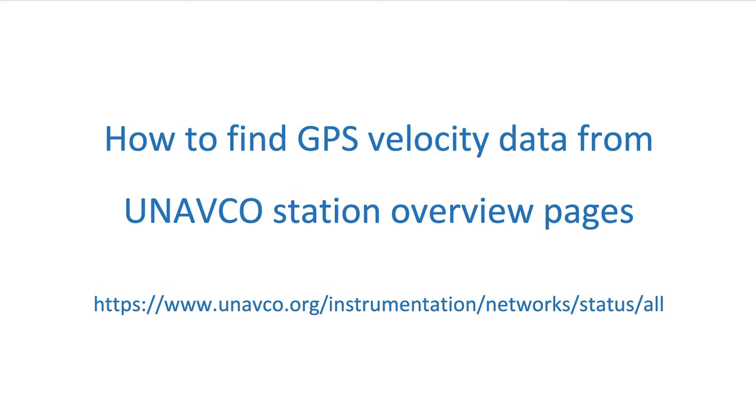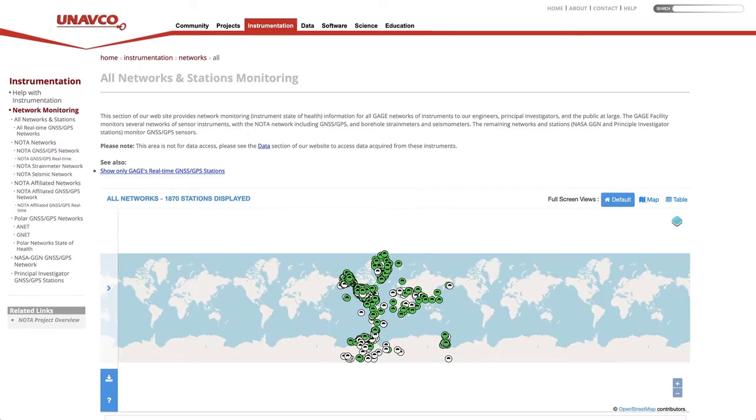This is a quick and dirty little video on how to find GPS velocity data from UNAVCO station overview pages. Just use the pause button to take note of this URL, because that's the page that we are going to go to right about now. This shows all of the stations in the UNAVCO library that's accessible to us online.